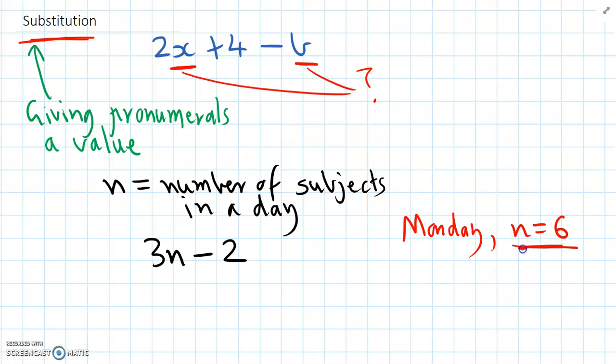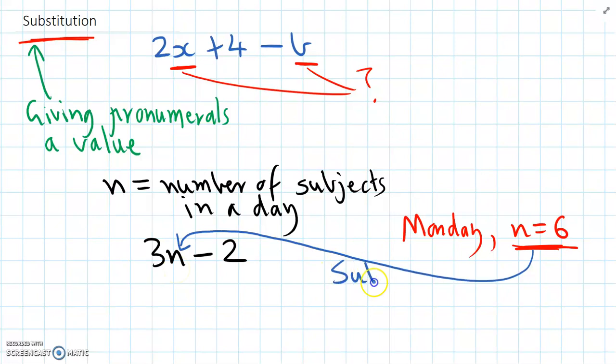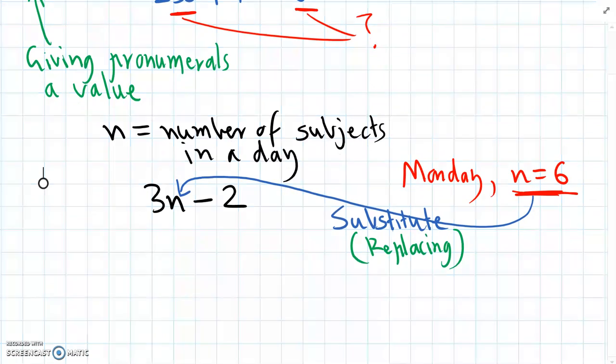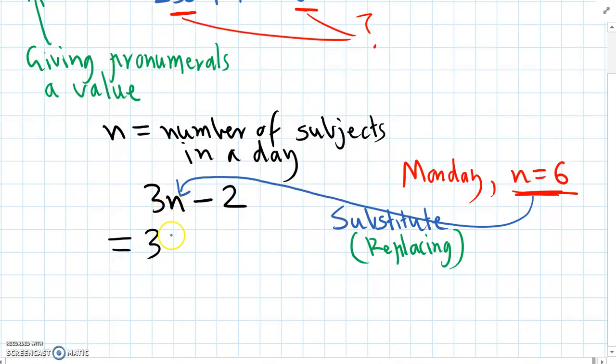So now we have an actual value for n. And what we'll do now is substitute n equals 6 all the way into n in our expression here. So we're substituting, or in other words, we're replacing the n in our expression with a 6, because on Monday, the number of subjects is 6. So then we'll work downwards, and now instead of 3 times n, we have 3 times 6. And we can use brackets here to show 3 times 6, and we still have take away 2.